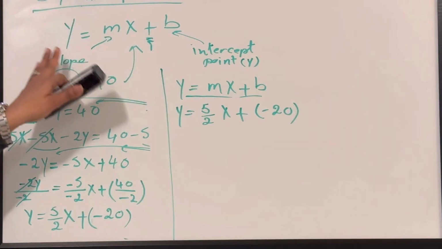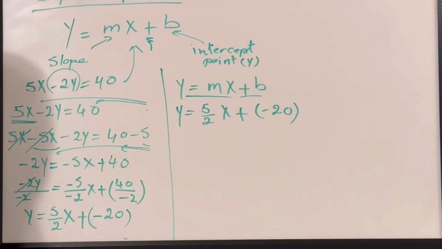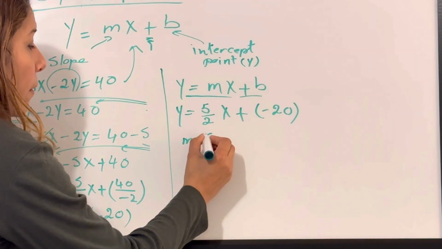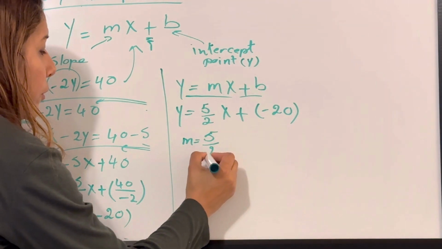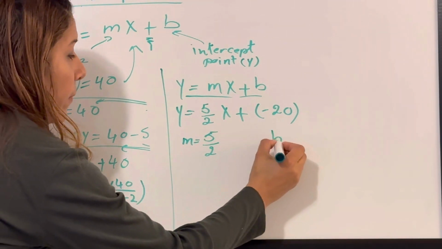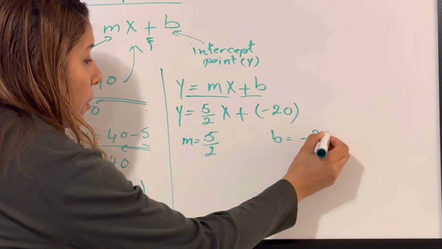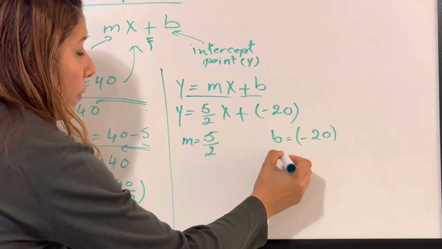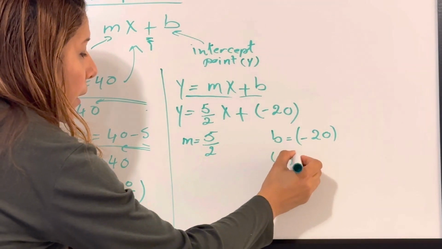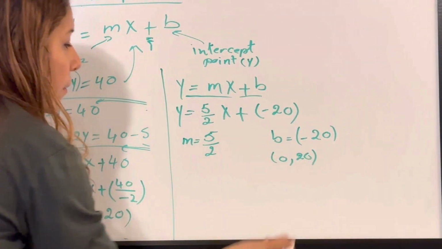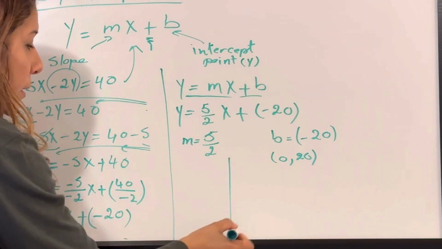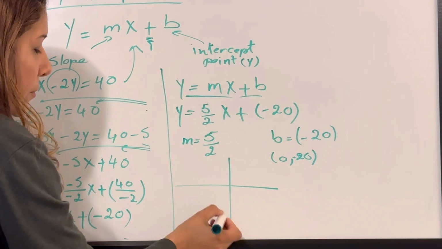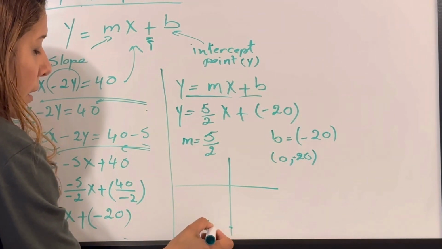Now I can go on and determine the slope and the b point. So the slope is going to be 5 over 2, and b is going to be minus 20. So the point of the intercept is going to be 0 and minus 20. Now I can draw it. Yes, I can draw it. I will go to 0 and minus 20 as A.